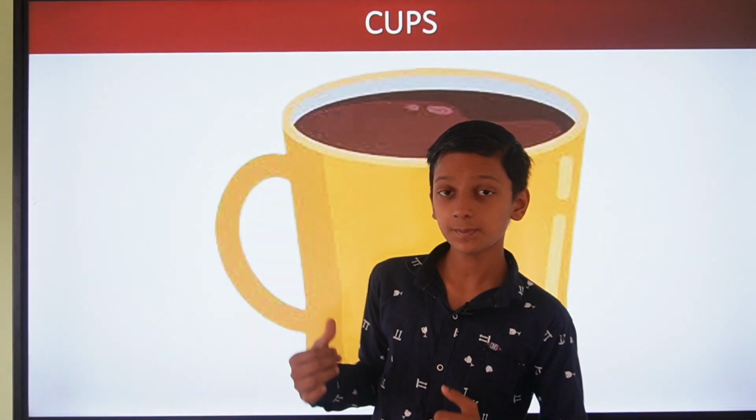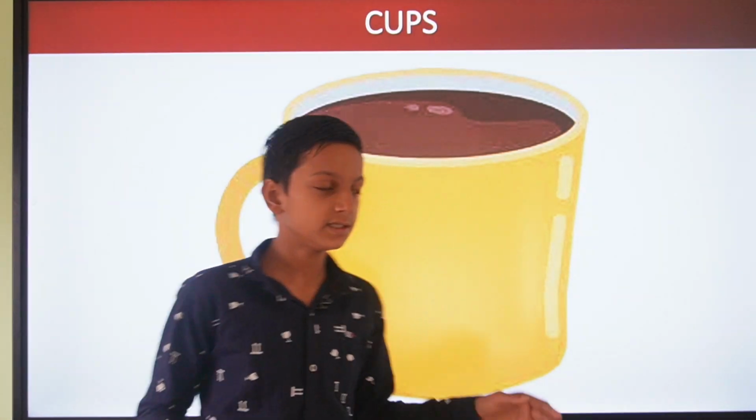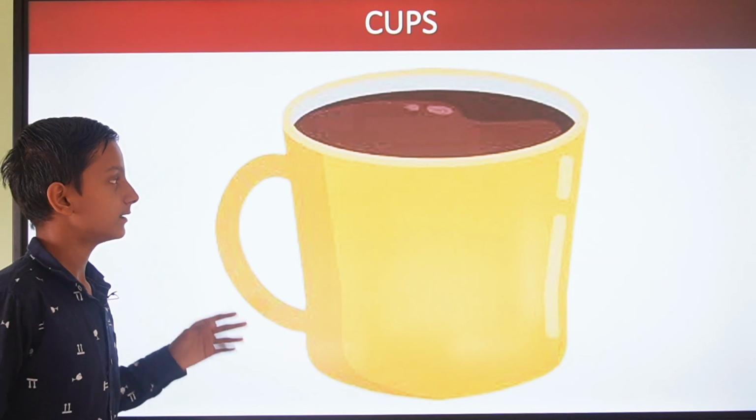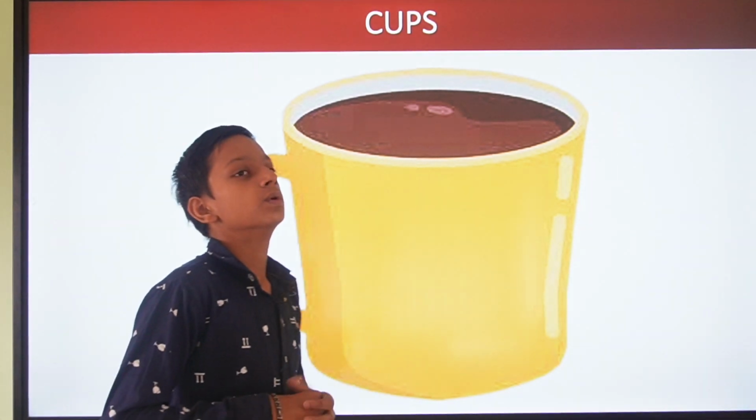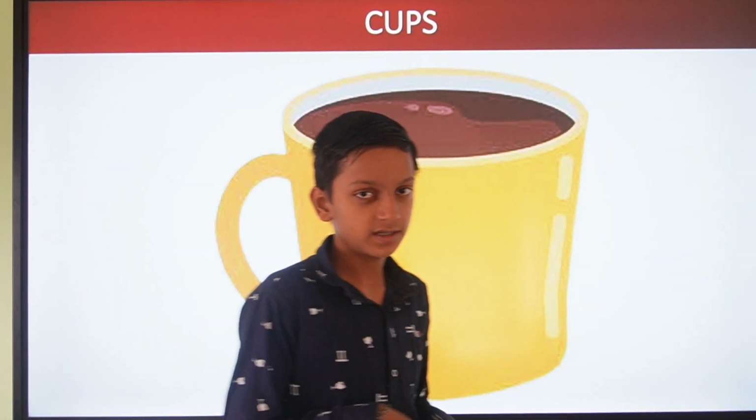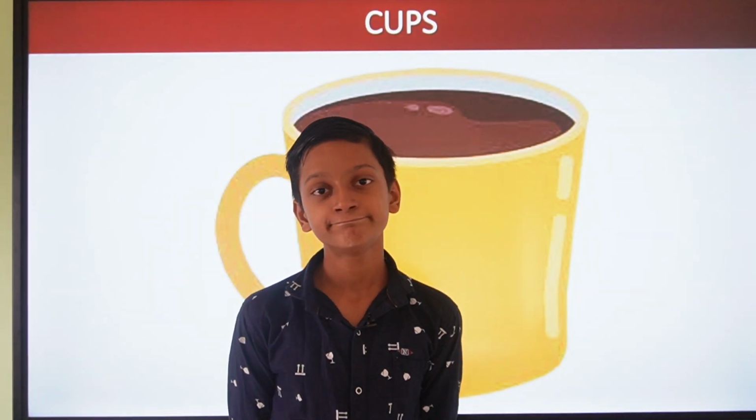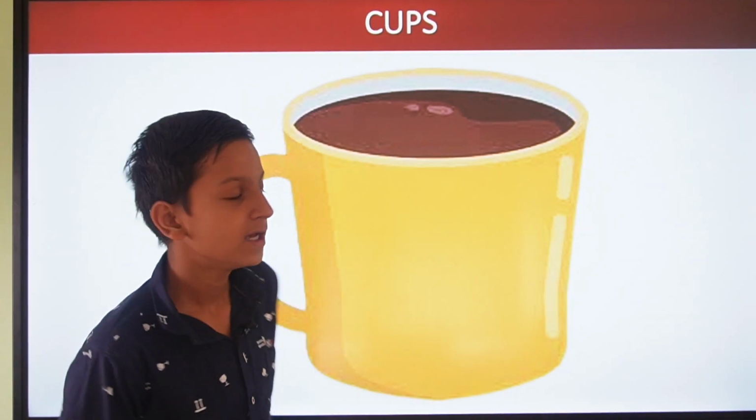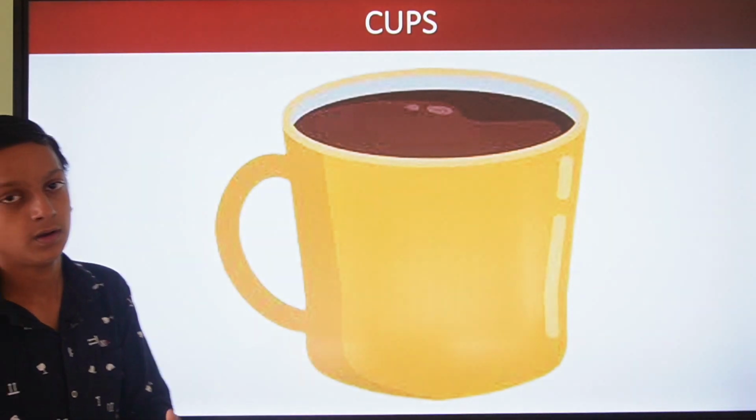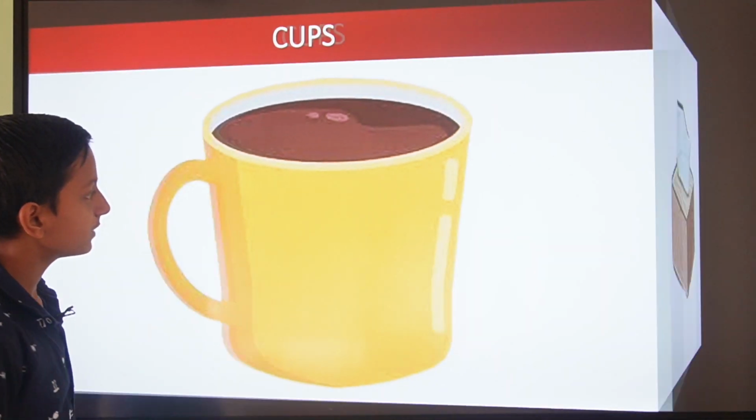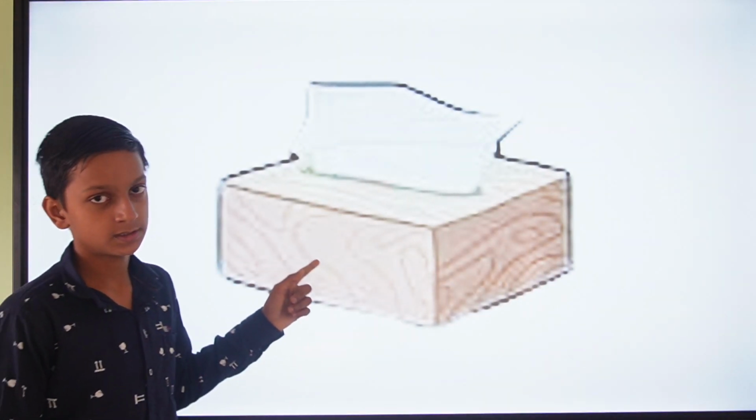Cups. Okay, this is a cup. In a plural form, when so many cups are there, you use cups. So this is a cup, right? Cup. Now don't think it's coffee or tea. Do kids drink coffee or tea? No, they drink juice in a cup. So it's a cup. What is it? Cup.